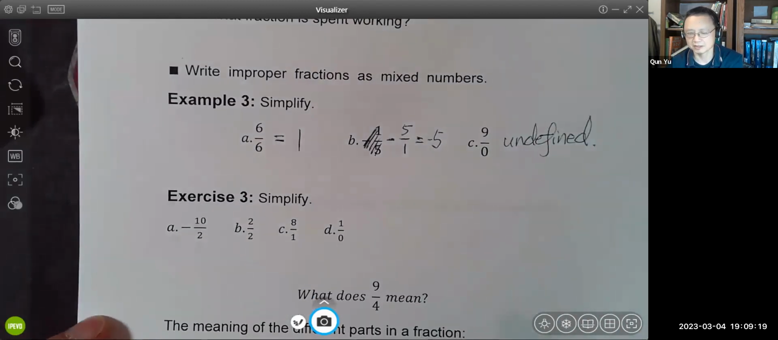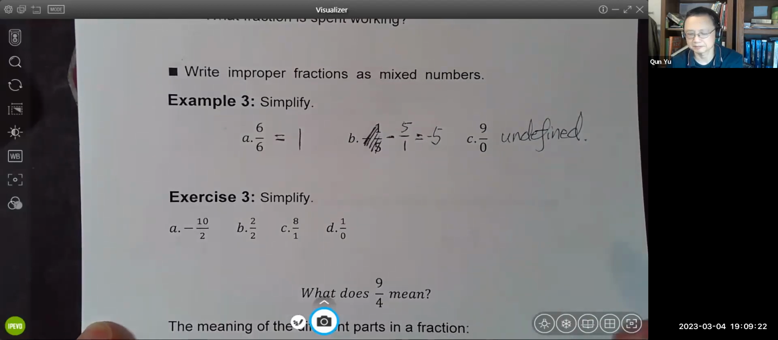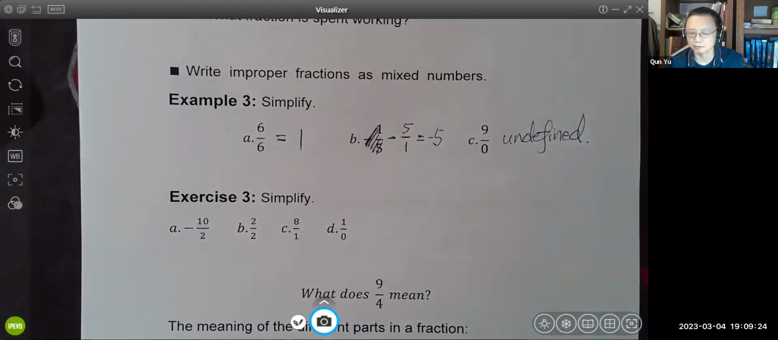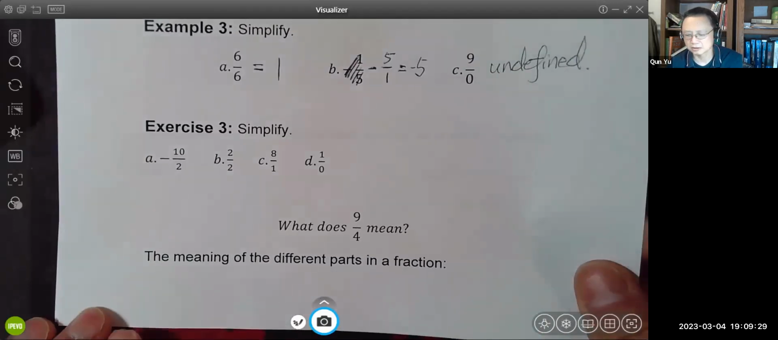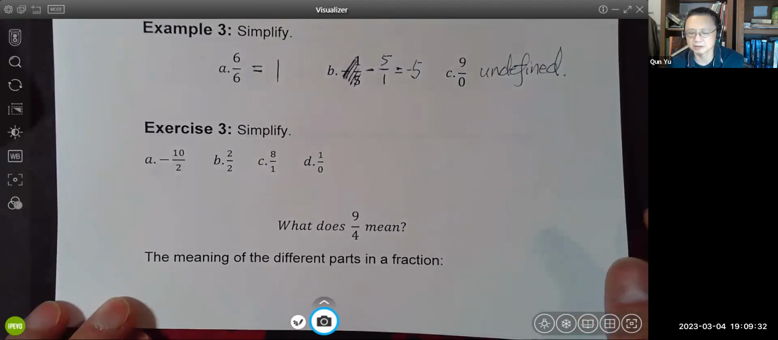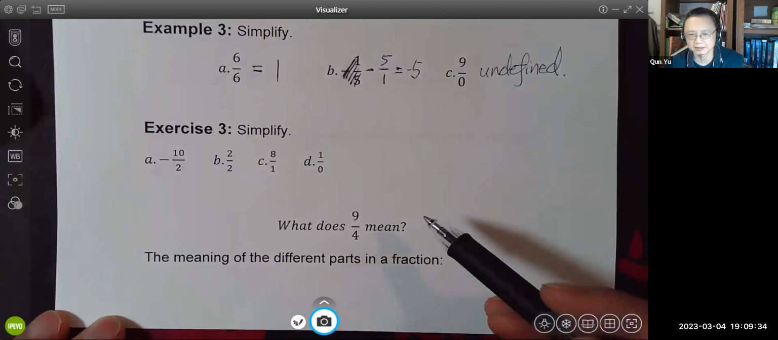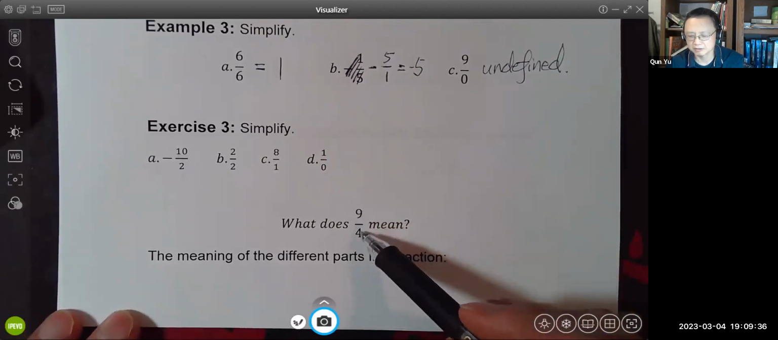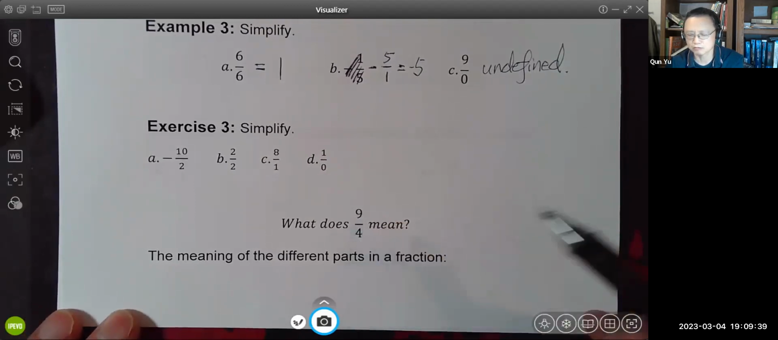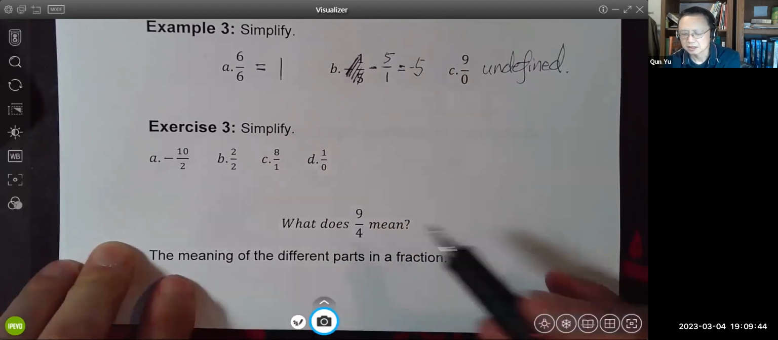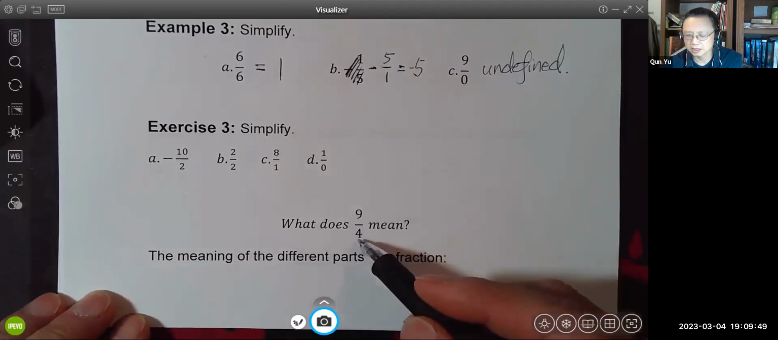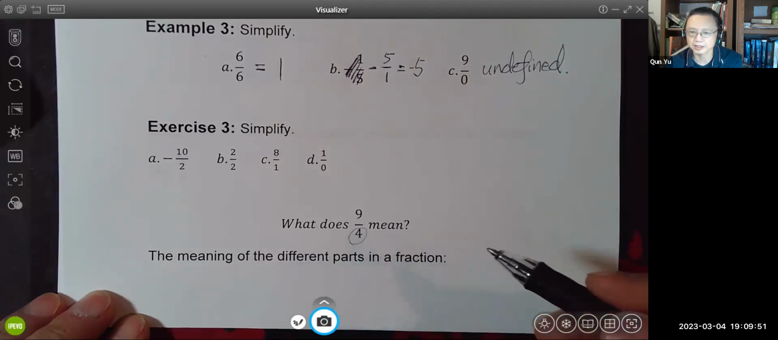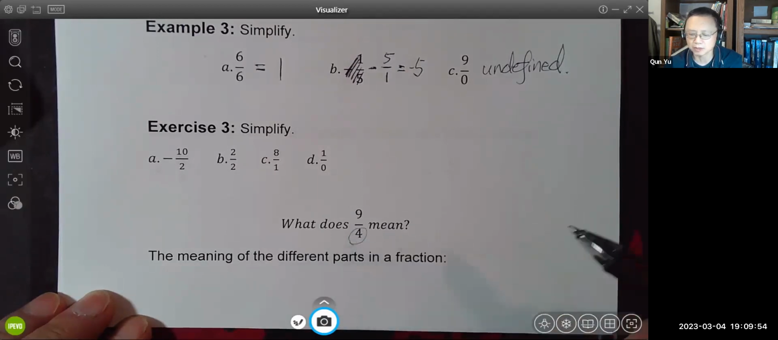Now, the third one, very similar exercise problems. You have 4 of these improper fractions. Now, let's look at how we convert an improper fraction to a mixed number next. I have an example of an improper fraction, 9/4. What does this mean, really? The number on the bottom, the denominator, represents the whole thing. You just divide the whole thing into 4 equal parts.